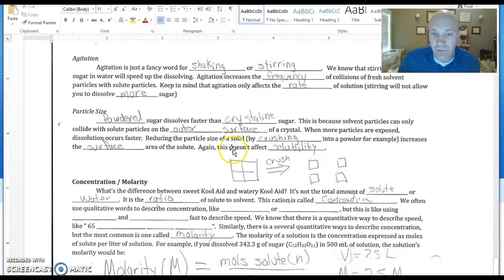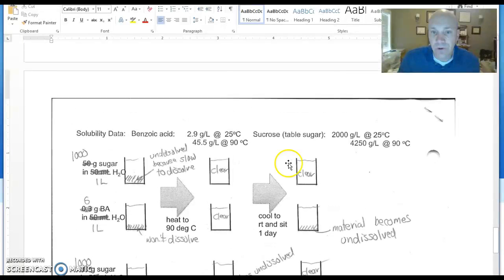So again, this will not affect the solubility. Notice it doesn't say the amount of powdered sugar versus table sugar that would dissolve. Sugar is sugar. The size of the particles would only affect how fast it dissolves, but it would not affect the maximum amount that you can dissolve.